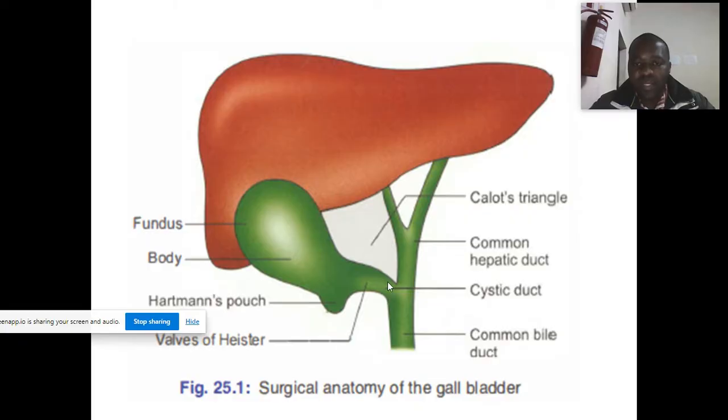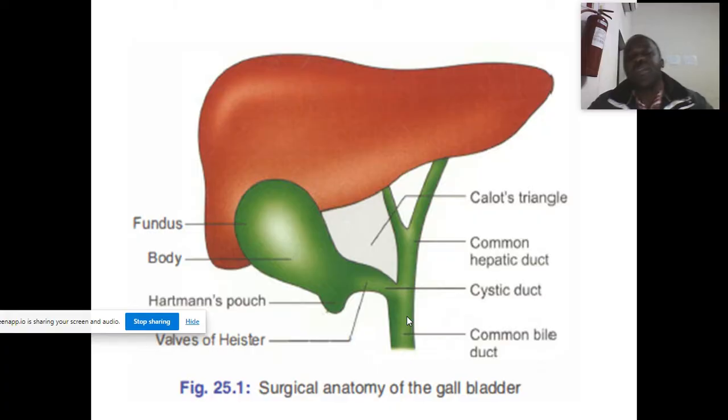From the gallbladder, there's a duct. This is called the cystic duct. It joins together with the hepatic duct, the common hepatic duct. They form a common bile duct. You've seen cystic duct, they join with the common hepatic duct. Anything to do with hepatic means it's coming from the liver. Like hepatitis, the inflammation of the liver. Hepatomegaly, it's an enlargement of the liver. So anything to do with hepatic is associated with the liver.